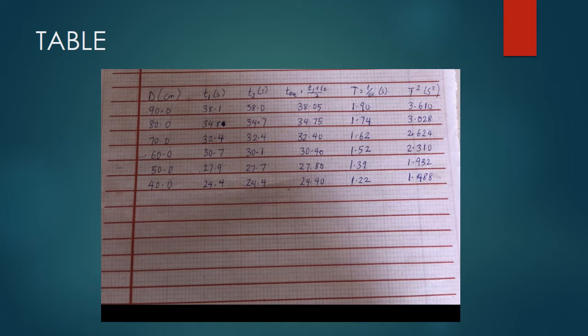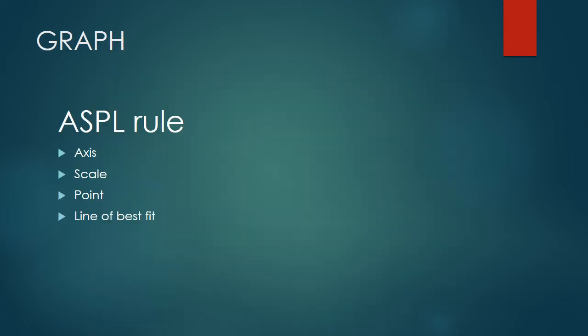Then in practical, after your observation, the next thing is to plot your graph. In WAEC practical, there is a rule that they usually mark with. It is called the ASPL rule. It means axis, scale, point, and line of best fit. Whenever you are plotting your graph in a WAEC practical, you must take note of these four important points: your axis, the scale, the correct points, and the line of best fit.